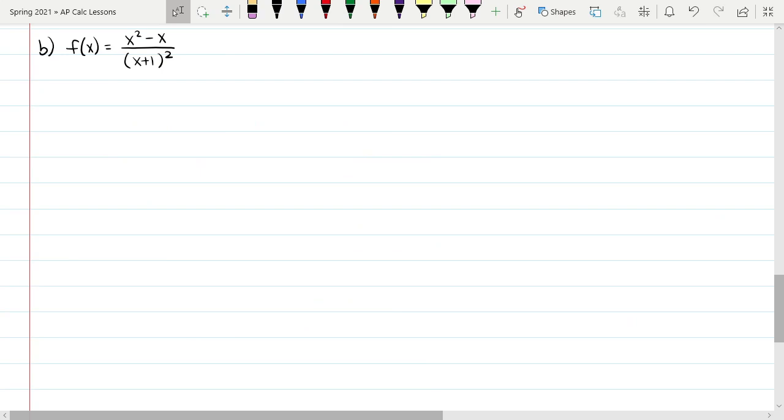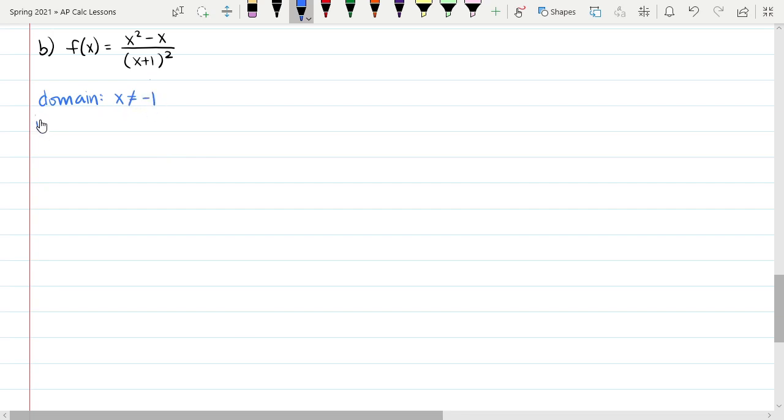All right, so this time we're going to use f of x equals x squared minus x all over x plus 1 quantity squared. So once again, first thing we're going to do is find the domain. This function will be undefined when x is -1. So x cannot equal -1 for the domain.